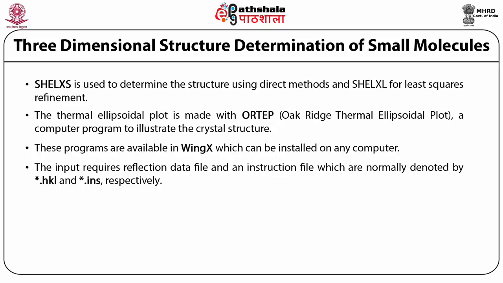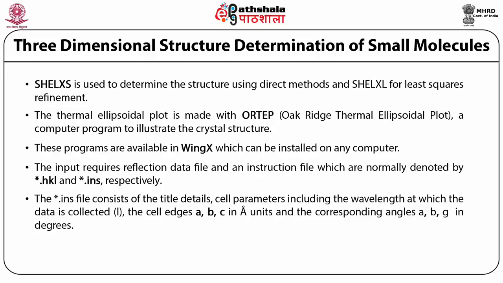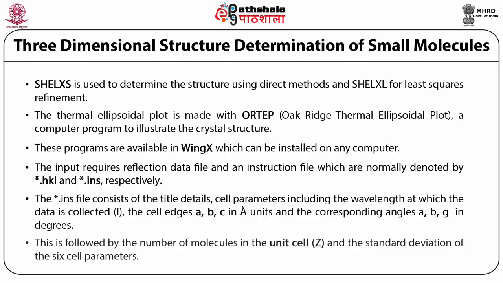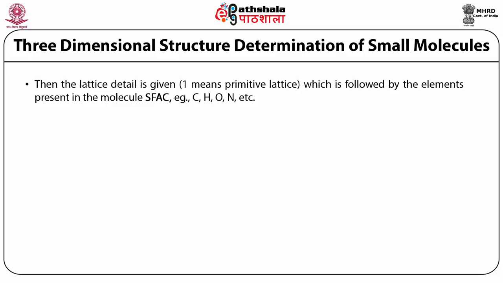The instruction file consists of the title of the compound, the cell parameters including the wavelength at which data is collected, the cell edges a, b, c in angstrom units and the corresponding angles alpha, beta, gamma in degrees. This is followed by the number of molecules in the unit cell denoted as Z and the standard deviation of the 6 cell parameters. After that, the lattice detail is given. For each lattice, there is a number. For primitive lattice, the number is 1. Suppose your space group is non-centrosymmetric, you have to attach a negative sign with this. Otherwise, you just leave it as such.